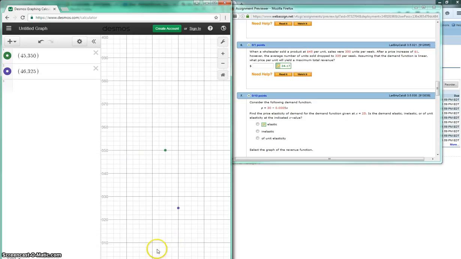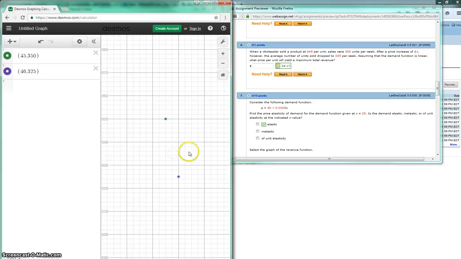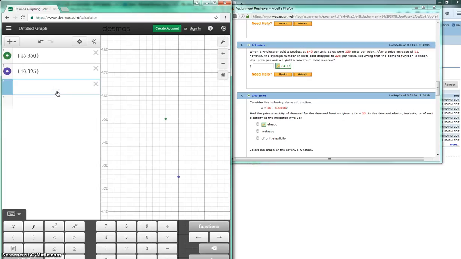And so here are my points. As the price went up, my demand went down, and we can see these 2 points. If I want to find the equation that goes through them, it's just a line, and through any 2 points goes a line. We could use the information from chapter 1: find the slope between the 2 points and then use point-slope form. Or if I wanted to, I could just do a regression.